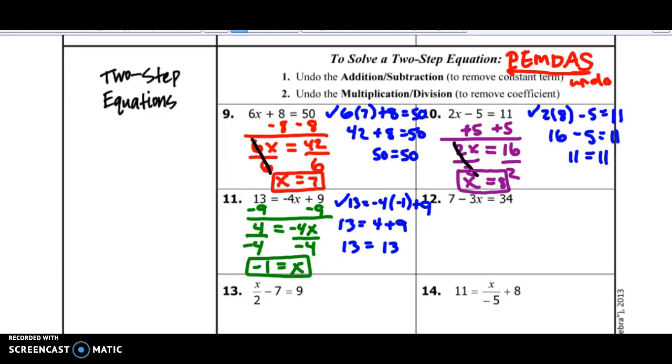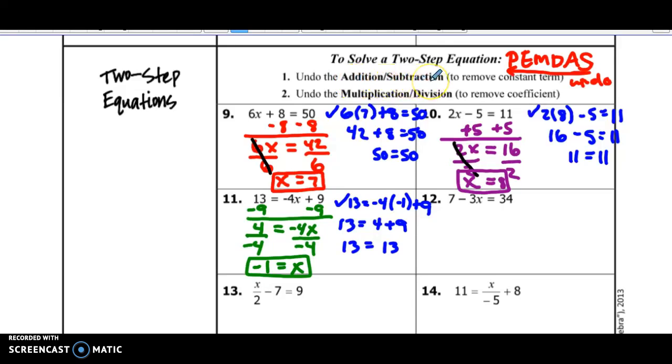All right, let's practice again on number 12. We're going to do the same process. 7 minus 3x equals 34. I need the x by itself, so I have 2 numbers to get rid of. I have to get rid of this minus 3 and this positive 7. I'm going to start by undoing addition subtraction.